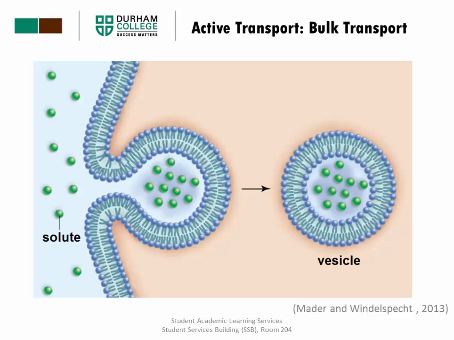Bulk transport, on the other hand, is when vesicles are formed by invagination of the cell membrane, picking up a variety of chemicals, solutes, from outside of the cell and then bringing them into the cell. This process also requires energy.